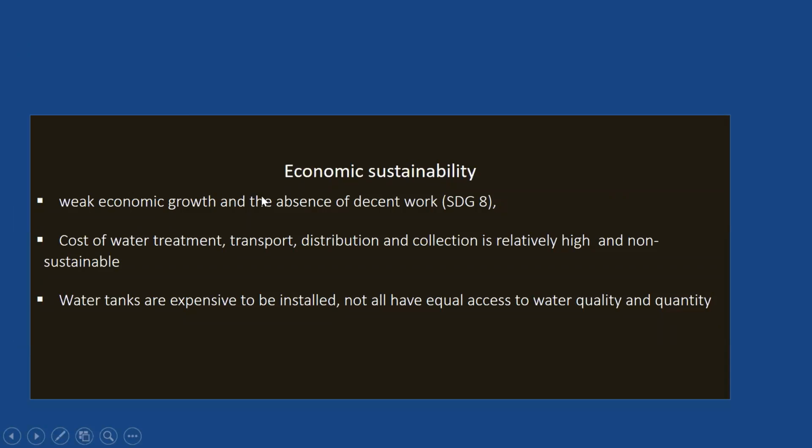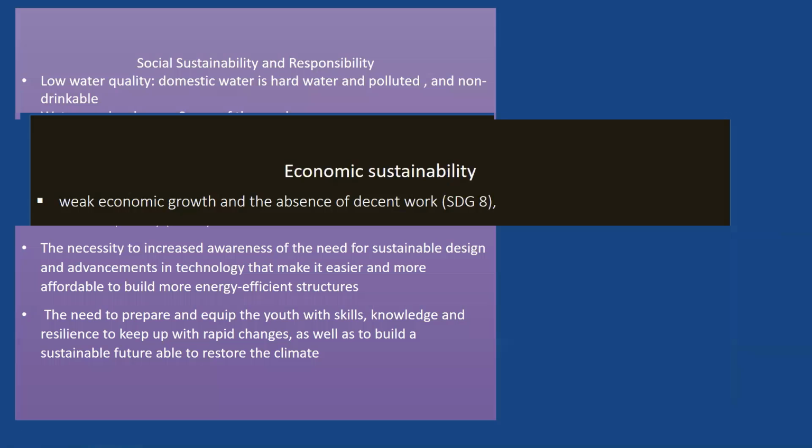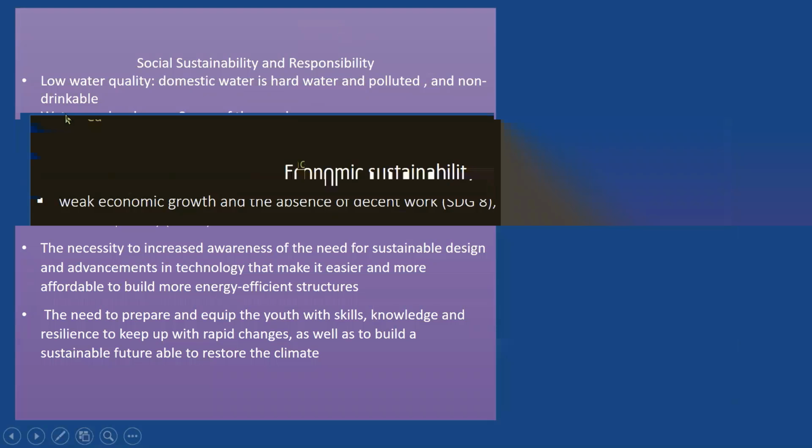Economic sustainability: weak economic growth and absence of decent work. The cost of water treatment, transport, distribution, and collection is relatively high and non-sustainable. Water tanks are expensive to install, and not everyone has access to good water quality and quantity. Social sustainability and responsibility: low water quality, as domestic water is hard, polluted, and non-drinkable. Water reaches homes only 2 days of the week.